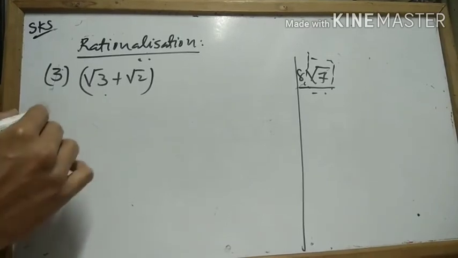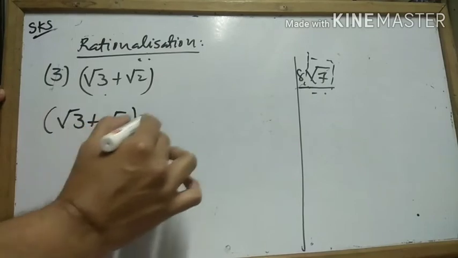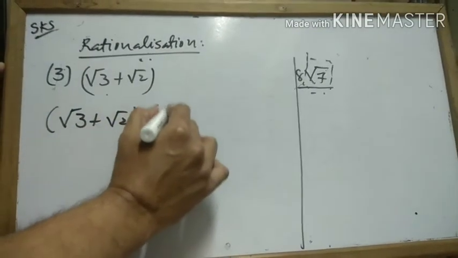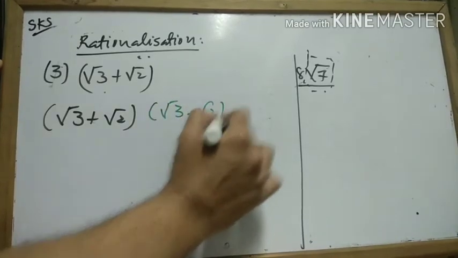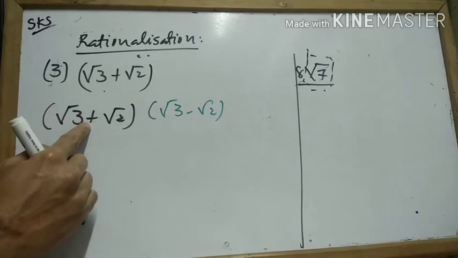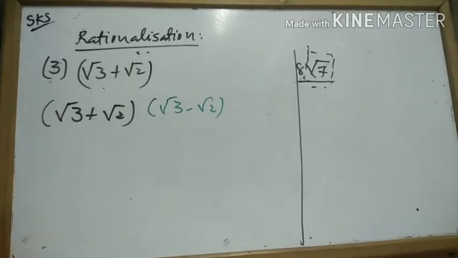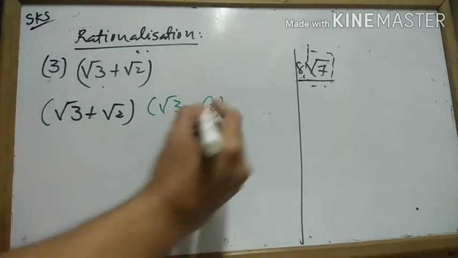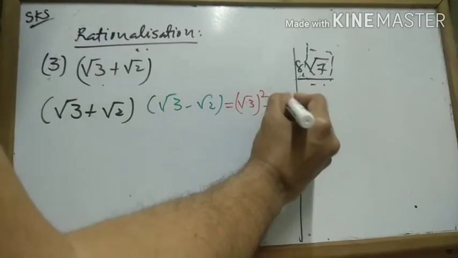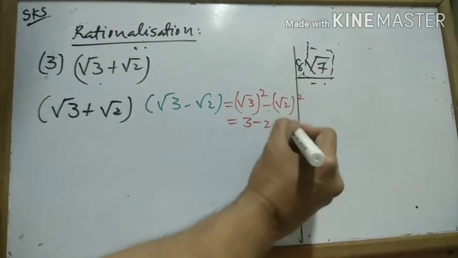You have to understand this very well: root 3 plus root 2, if I multiply it by, you see this, by which number am I multiplying? Root 3 minus root 2. See what I have changed is their connecting sign. Here it was positive, here it is negative. If I multiply these two numbers, what I will get is root 3 squared minus root 2 squared, which is nothing else but 3 minus 2, which is equal to 1.